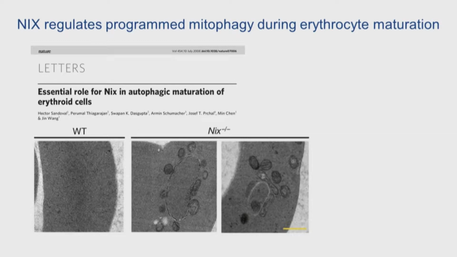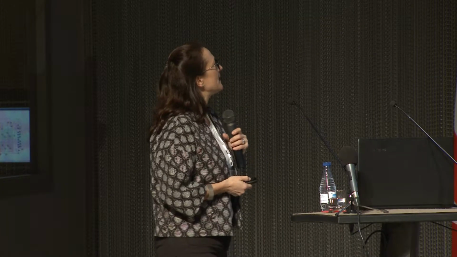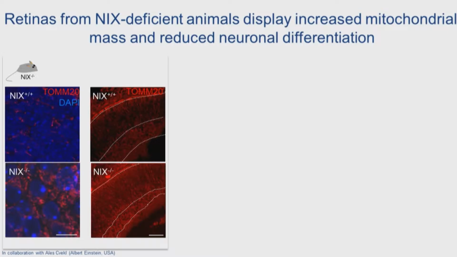So we looked at the phenotype of the retina of these animals, and we could see that, in a similar way to ATG5 deficient animals, Nix deficient retinas have increased mitochondrial mass. These are retinal flat mounts. This is retinal sections. You can see an increase in the number of mitochondria.